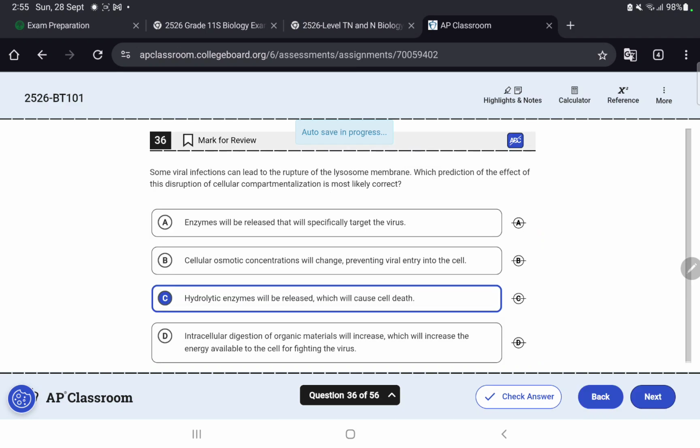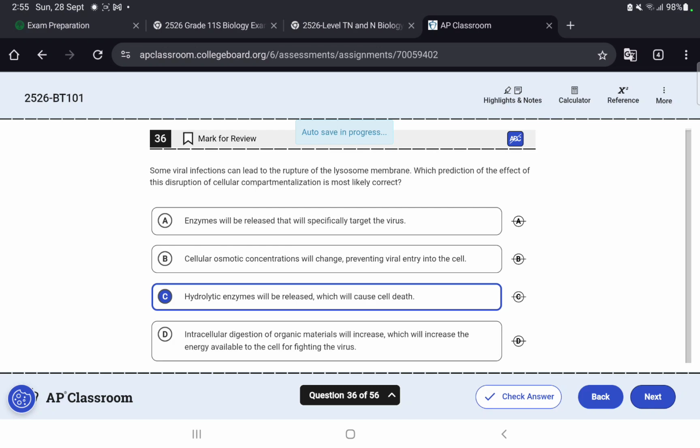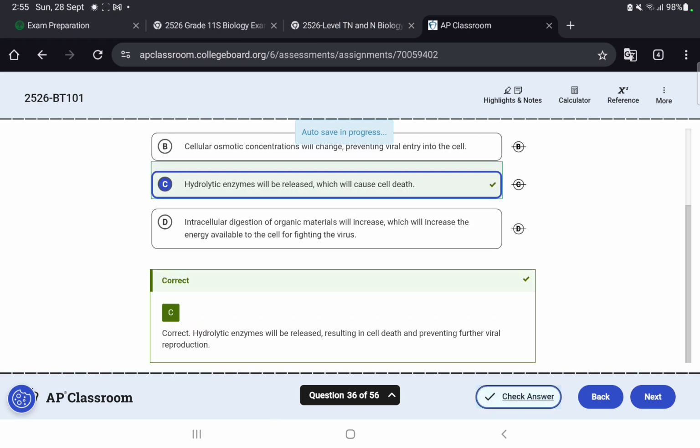Some viral infections can lead to the rupture of the lysosome membrane. Which prediction of the effect of the disruption of cellular compartmentalization is most likely correct? So if the lysosome loses its membrane, that means everything inside the lysosome will be exposed to the rest of the cell. And just like I said in the CQT video, it's very important that we compartmentalize, especially the lysosome, because if that material inside the lysosome is exposed to the rest of the cell, it means that the hydrolytic enzymes will be released. And when the hydrolytic enzymes are released, it will digest your cell, which will cause the cell to die. Correct.